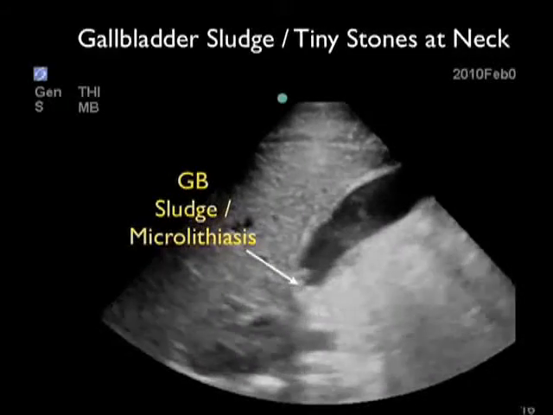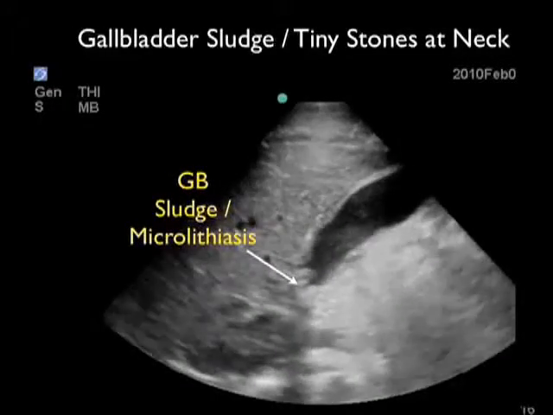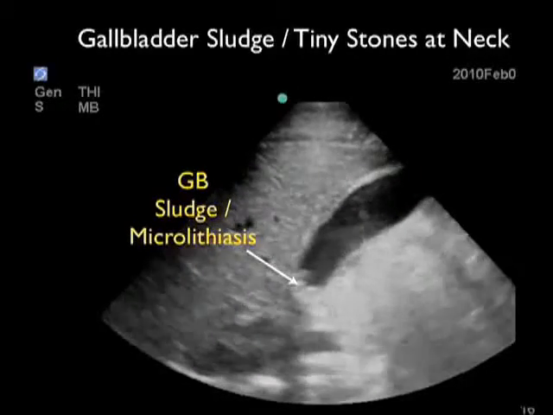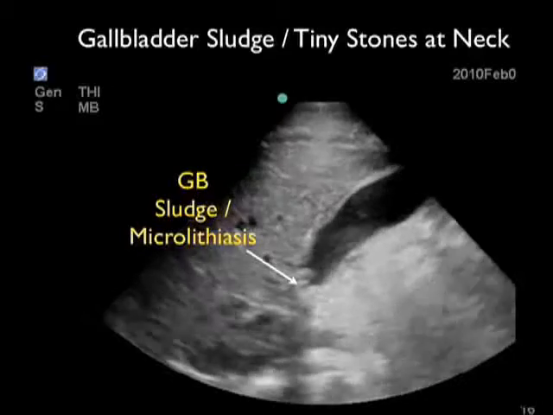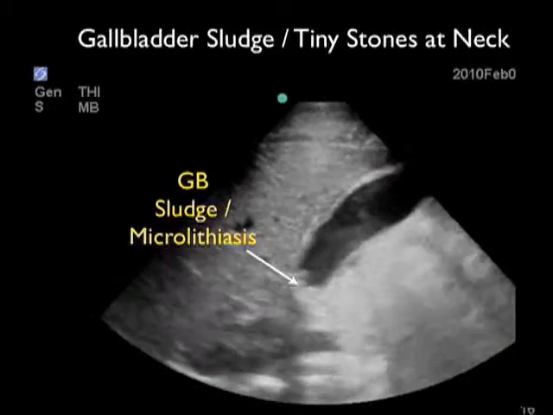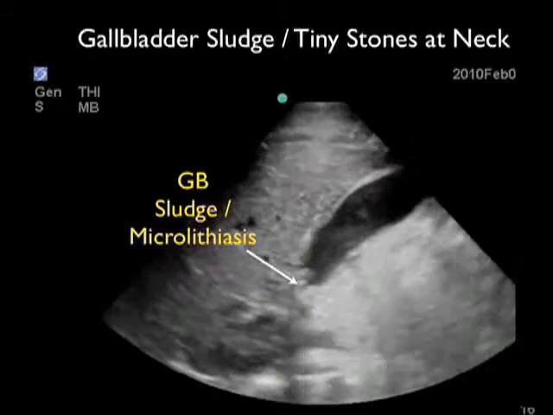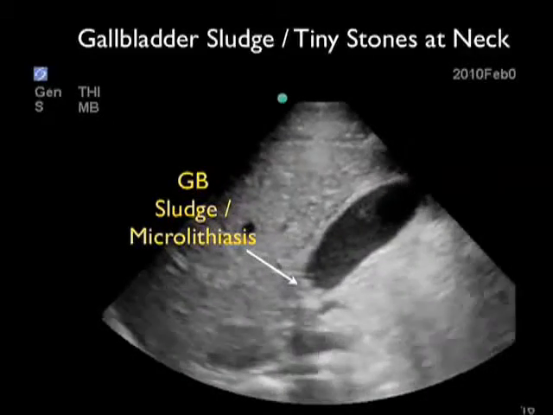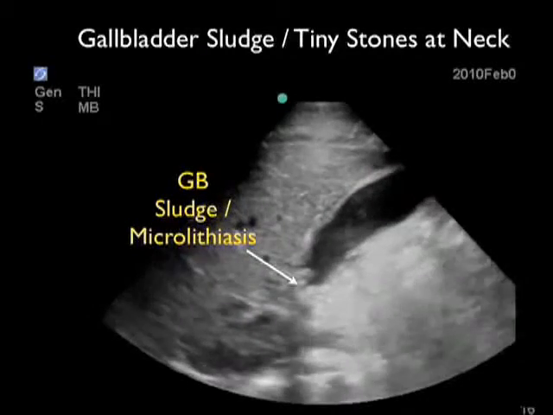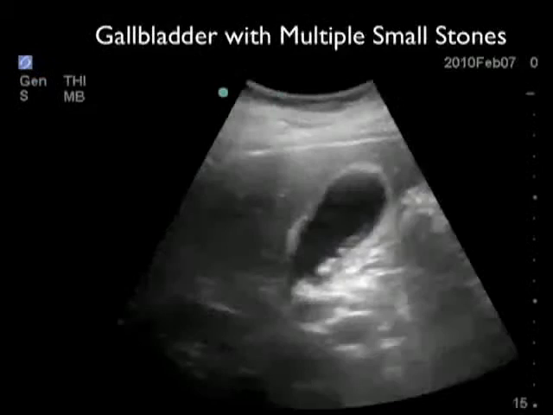Here's a video clip from a young male presenting with right upper quadrant pain, and as we're looking through the gallbladder, we notice a finding within the neck of the gallbladder. We see a concretion of gallbladder sludge and also tiny gallbladder stones known as microlithiasis. Notice that the microlithiasis has a posterior acoustic shadowing due to the blocking of sound waves through the concretions of the cholesterol crystals. So, an interesting finding on the spectrum of gallbladder disease.